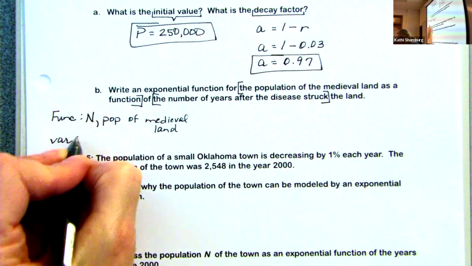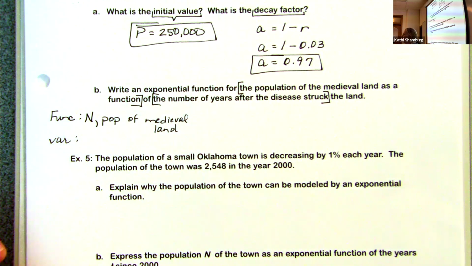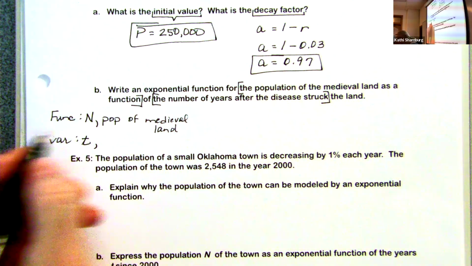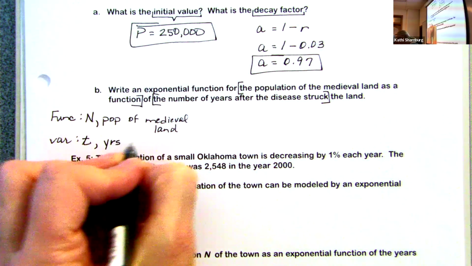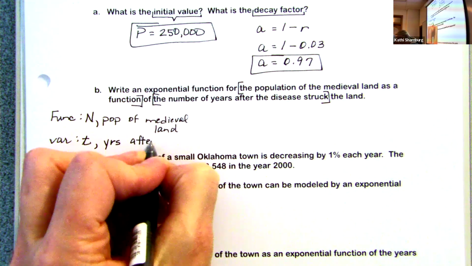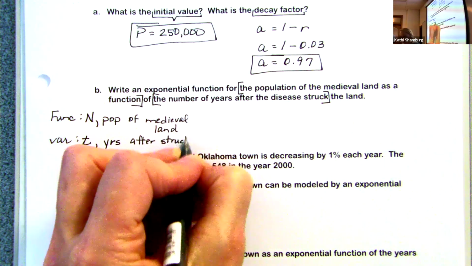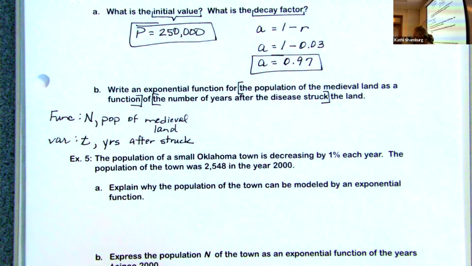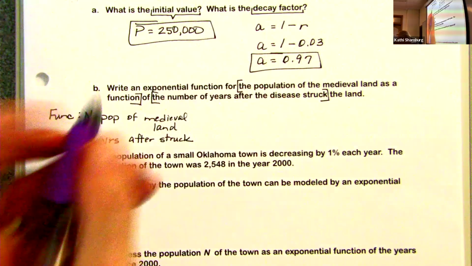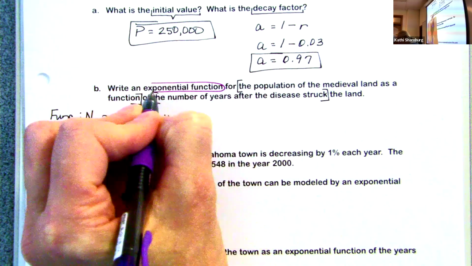And the variable is, what letter is used in the model? T. And this would be years after struck. Now, it did not ask for this. I'm going to do it for this example and the next example, just to remember we're still dealing with functions and variables. All right, so it wants us to write an exponential function.